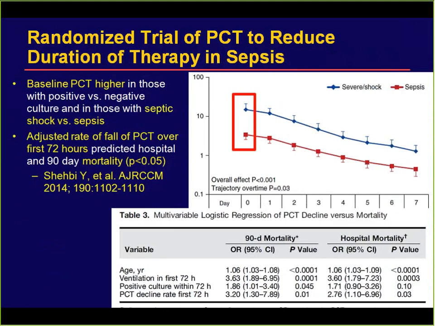Now, if you actually look at their data, if you look at the patients with sepsis compared to severe shock, at the beginning, patients with sepsis had lower levels of procalcitonin than those with severe shock. So they did demonstrate that in the setting of sepsis, the higher the level, the more severely ill the patient was. And you could see that the rate of decline was similar, although it started at a higher level with septic shock. And the procalcitonin decline over the first 72 hours was an extremely valuable predictor of both 90-day and in-hospital mortality.